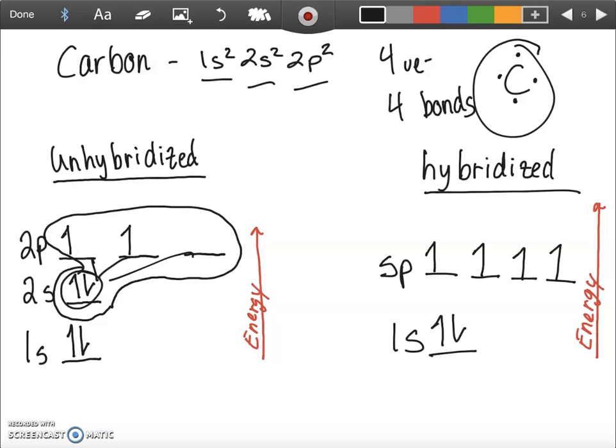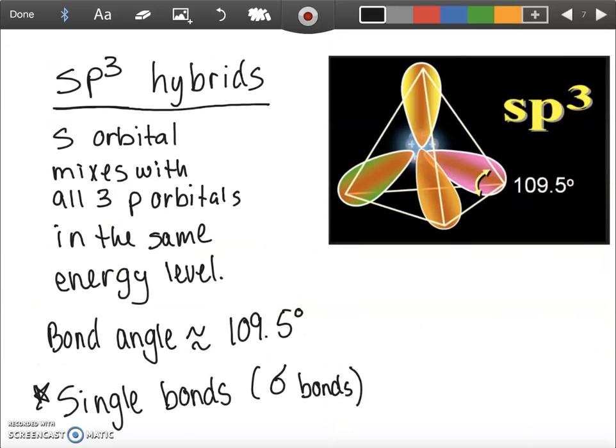There are in fact 3 different ways that s and p orbitals can mix. The first way is when you have an sp3 hybridized orbital. This occurs when the s orbital mixes with all 3 p orbitals, okay? So we're going to mix the s with all 3 p orbitals, and this makes an sp3 hybrid orbital, okay?